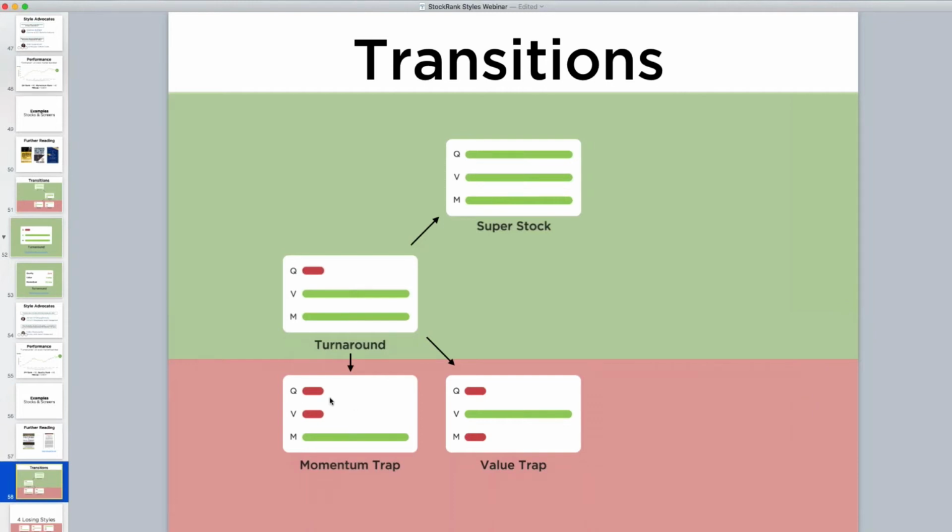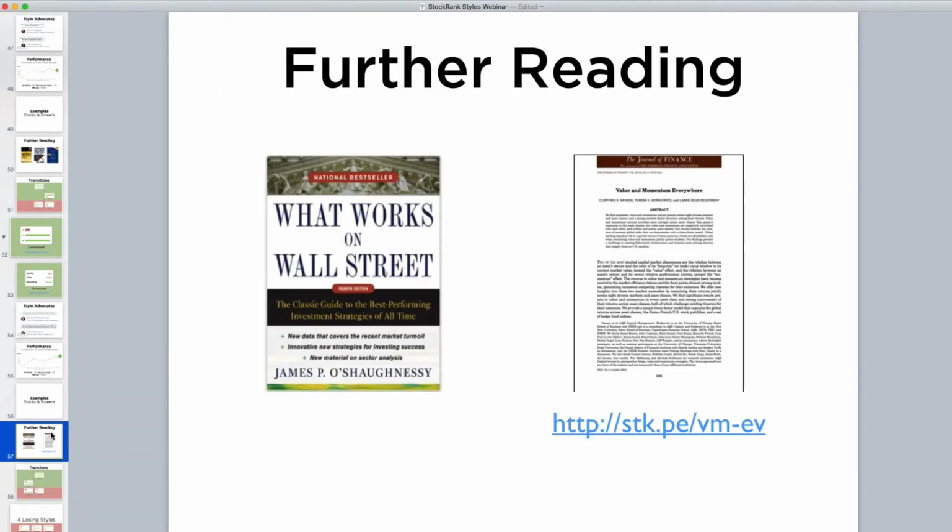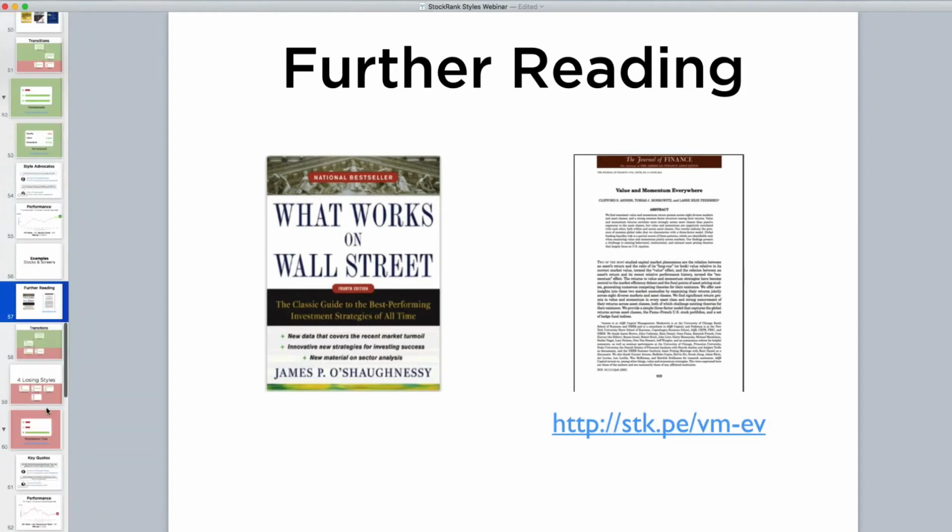You have to be careful with turnarounds because they can be quite dangerous. And that's why I always advocate taking a lot of diversification when you're investing in these kinds of plays. For more information, have a look at that book, What Works on Wall Street. If you can't type this down, I'll send this PDF to you straight after this presentation, and a really terrific paper called Value and Momentum Everywhere for the geeks.